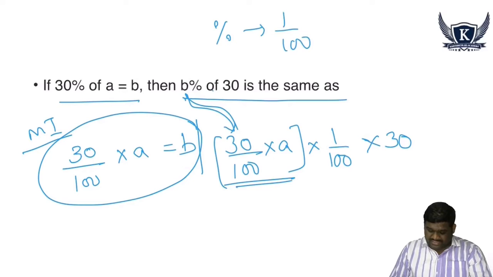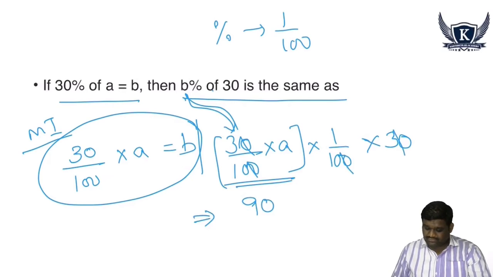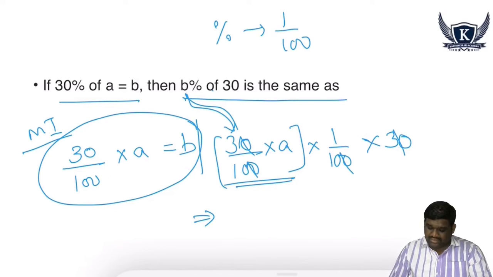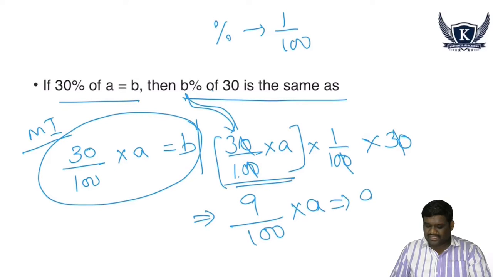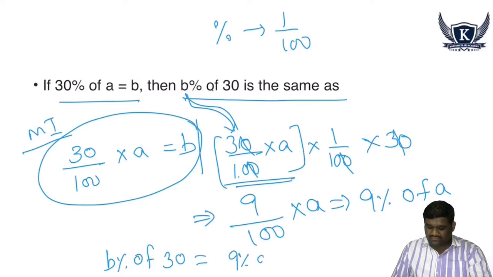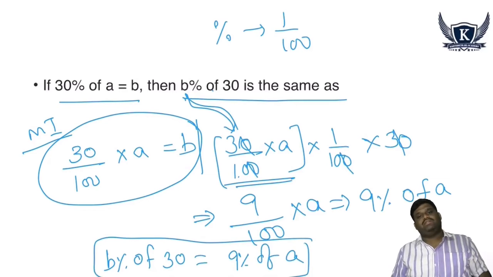So this can be simplified further, and I will be getting 3 into 3, it is 9, 9 by 10 into 10, 100 into A, which can be taken as 9% of A. So what is B percent of 30? B percent of 30 is nothing but 9% of A. This is also a general method.